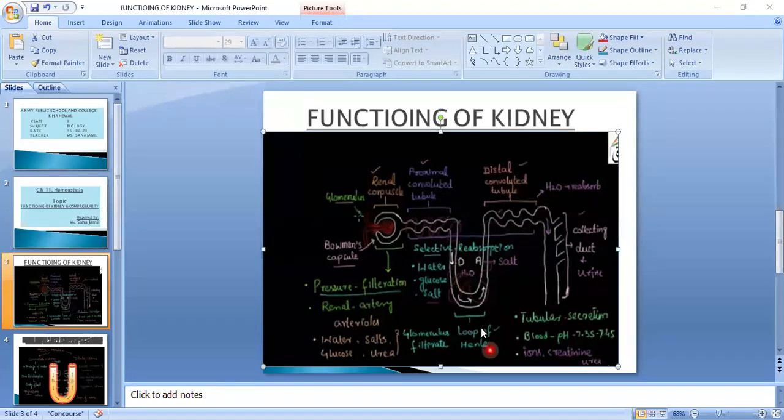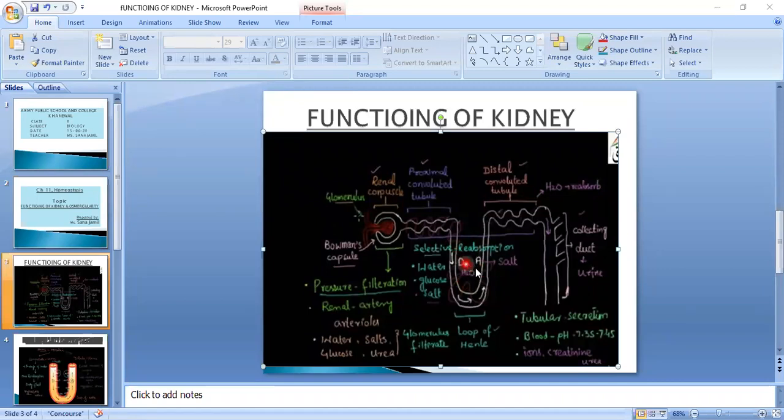The scientist named Henle discovered this loop, and that's why its name is loop of Henle. This loop of Henle has two parts, as it is of U shape. You can see this one is the descending part, and here the other part originates, the ascending one. When it goes upward, this one is the ascending part.